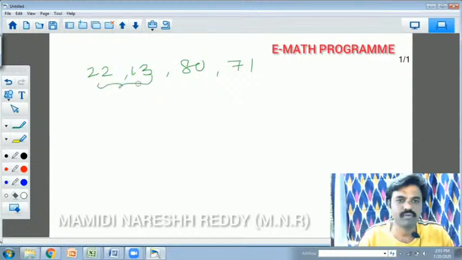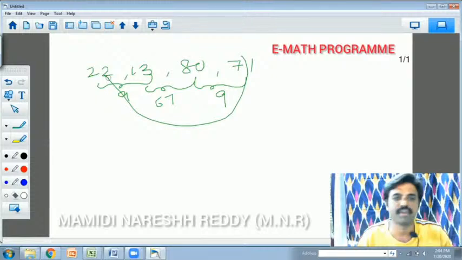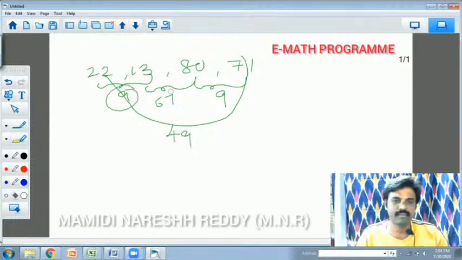I'm finding the difference of 22 and 13 is 9. The difference of 13 and 80 is 67. And the difference of 80 and 71 is 9. And the difference of 71 and 22 is approximately 49. So we have got the 4 numbers again: 9, 67, 9, and 49.